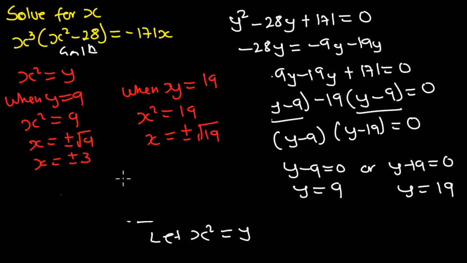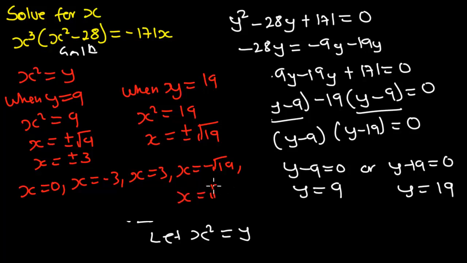And so our answers for x are x is equal to 0. We also had x is equal to negative 3. We had x is equal to 3. And then from here, you had x to be equal to negative root 19. Then x is equal to square root of 19. So these are the 5 answers for x that will satisfy this equation.